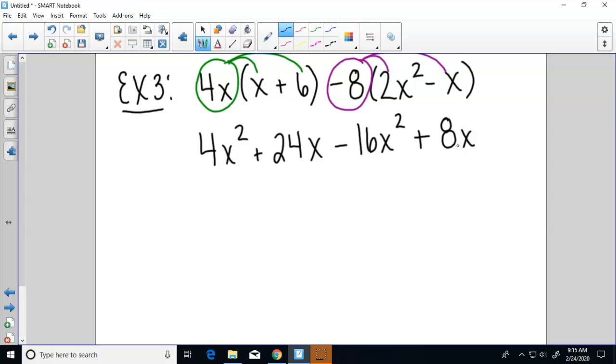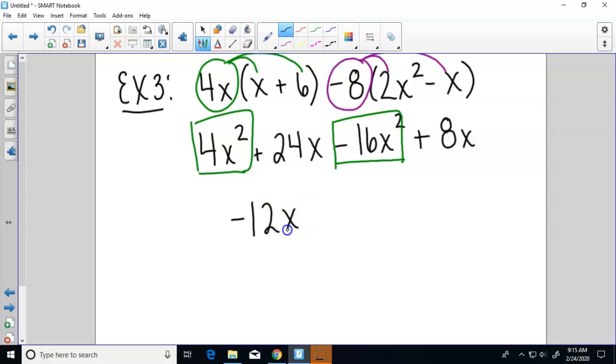Now, for this one, are we finished? We are not, because we have like terms that we can combine, which you guys were doing pretty well with on the Delta Math. We've got a 4x squared and a negative 16x squared. So if I put those together, I'm going to get a negative 12x squared.